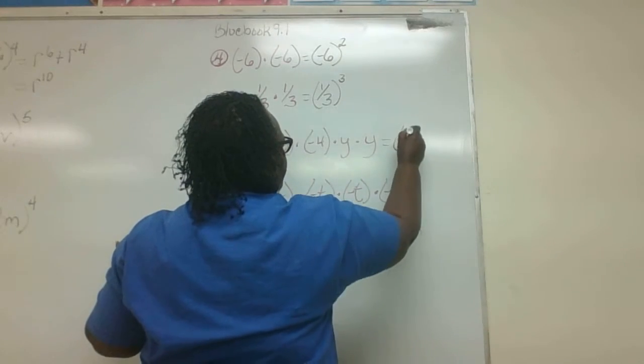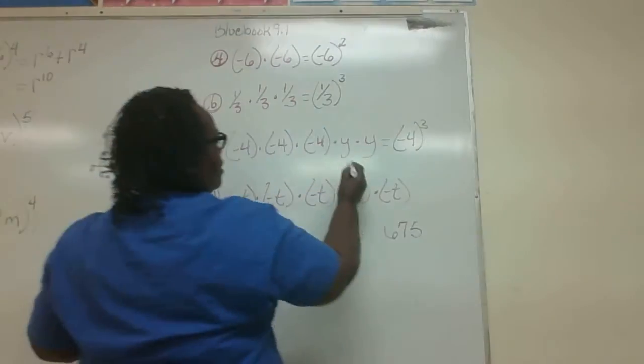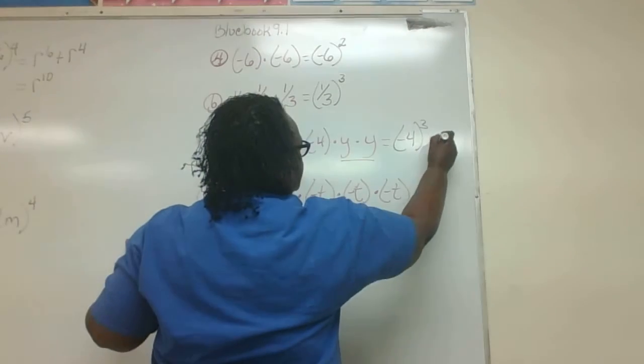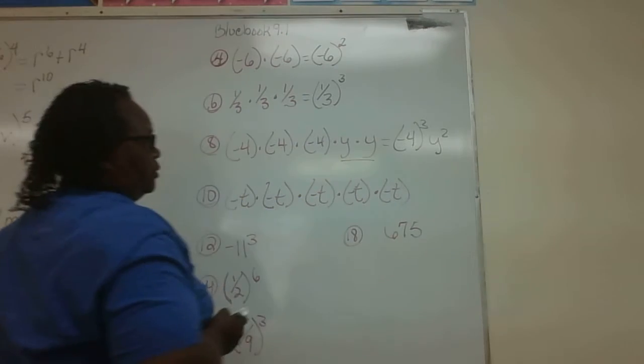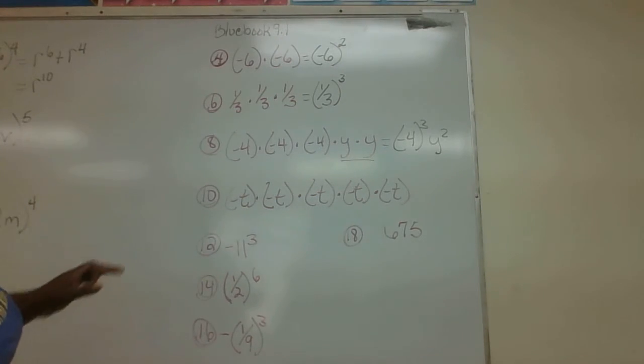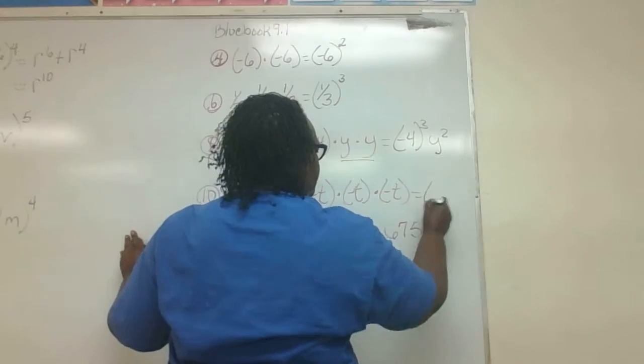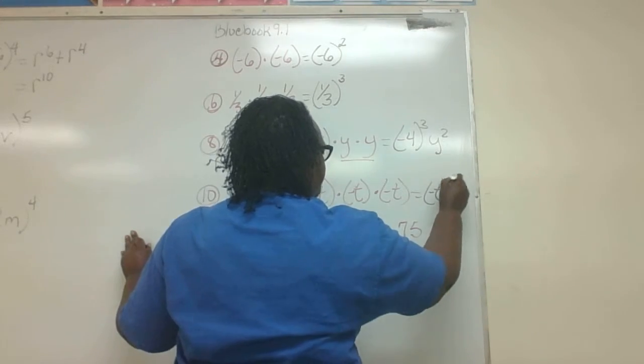Okay? Number 8, we have 1, 2, 3 -4s. So we have -4 raised to the power of 3, but we also have 2 y's, so times y to the second power. Okay. Next, 10, we have -t, 1, 2, 3, 4, 5. So that is -t raised to the 5th power.